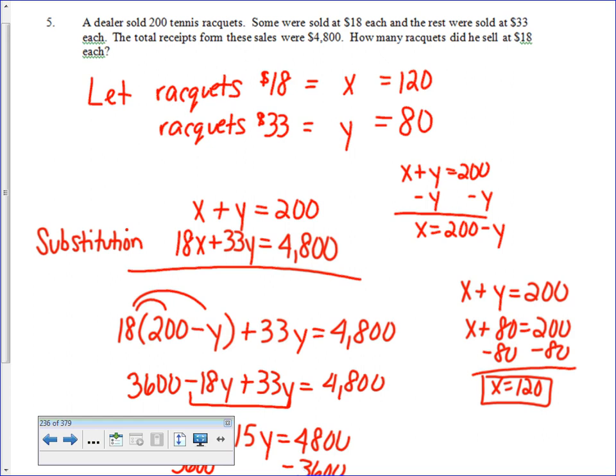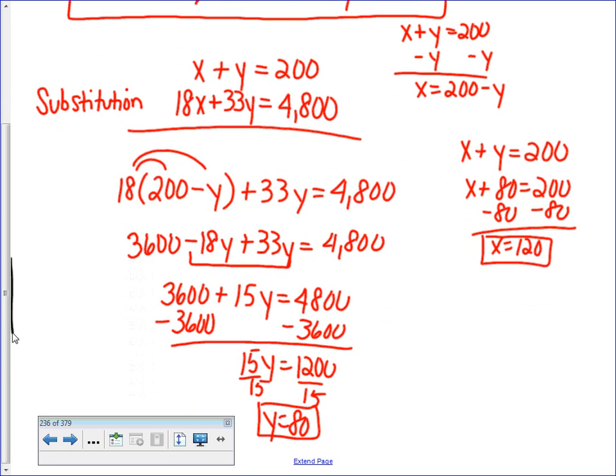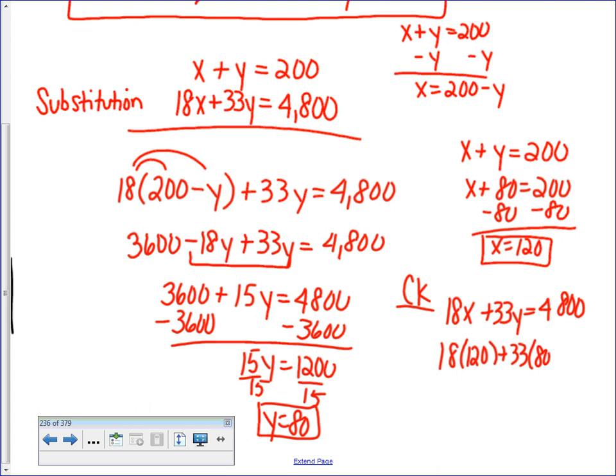Now, we're not quite done yet. I do have my let statement all set up. I do have everything here. I've put in my answers. Let's just check it using that bottom equation. So now I'm going to do the check. And I have 18X plus 33Y equals 4,800. So I have 18 times 120 plus 33 times 80 does equal 4,800.